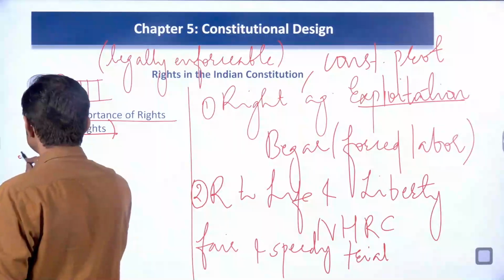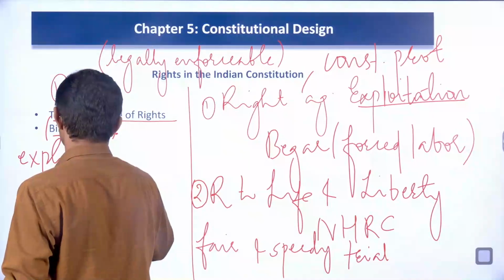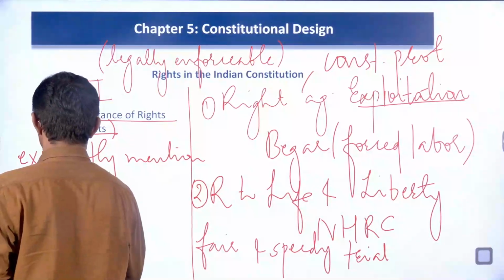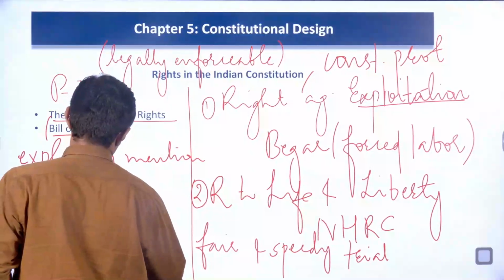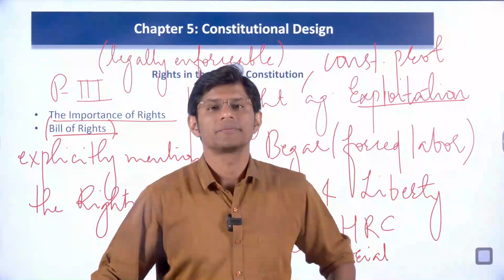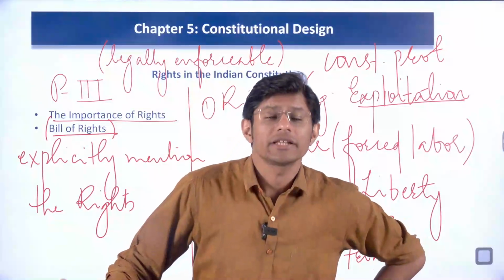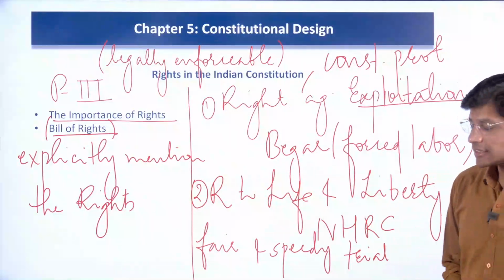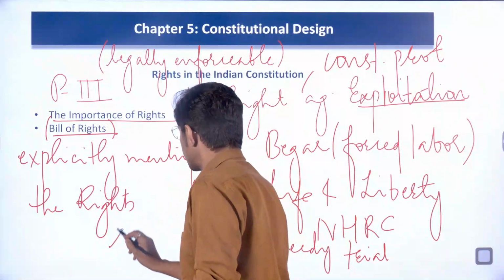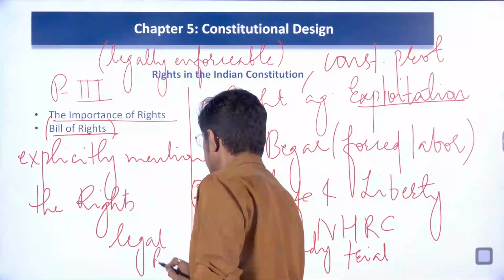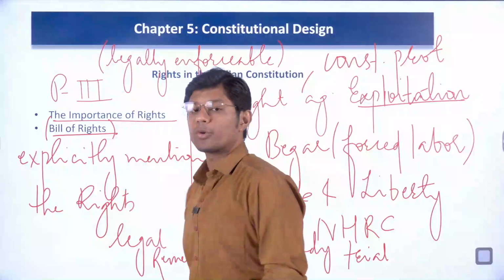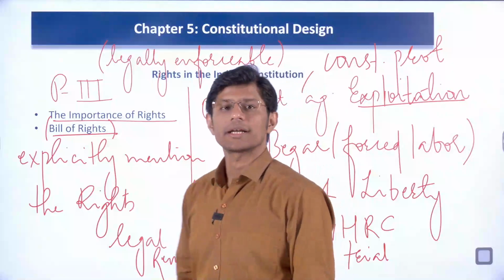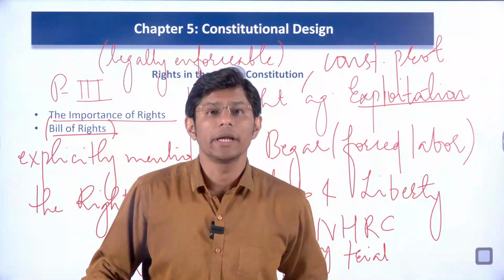When you explicitly mention the rights, it ensures that the government cannot violate individual freedom, which means even if the government violates the rights, people have legal remedy, which means they can approach the judiciary and restore their lost rights. I hope you understood what is Bill of Rights.